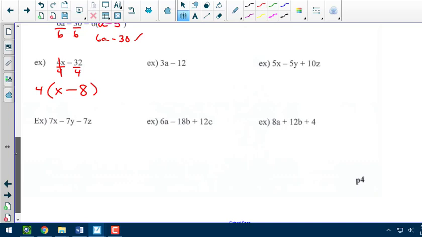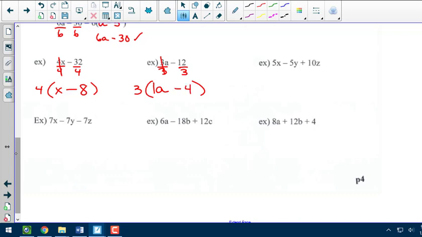3a and negative 12. Well, they have 3 in common. So I'm going to put my 3 out in front, and I'm going to multiply 3 divided by 3 is 1, so 1a. I could put 1a here, or not, or just a. And negative 12 divided by 3 is negative 4. And yes, 3 times a is 3a, and 3 times negative 4, negative 12.